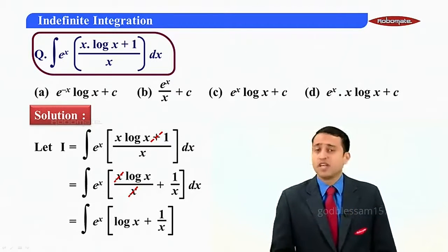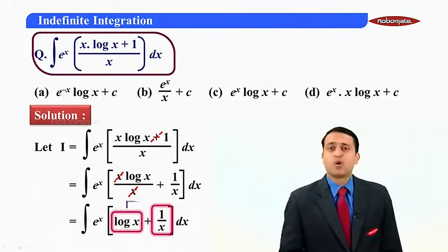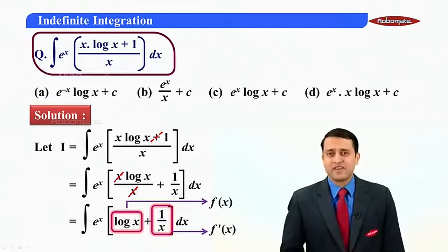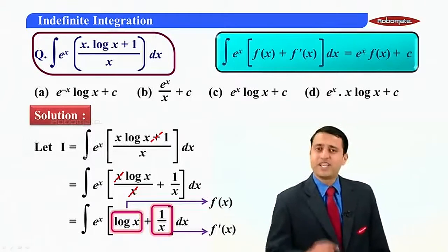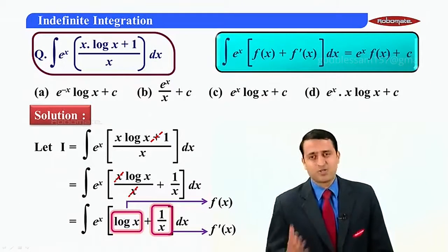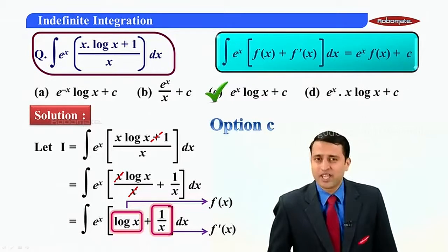Correct, my dear students? Now if I take log x as f of x, 1 by x will become f dash of x. So can I say the given integral is expressed in the form of e raised to x into bracket f of x plus f dash of x. So the answer will be nothing but option C, because f of x is log x.